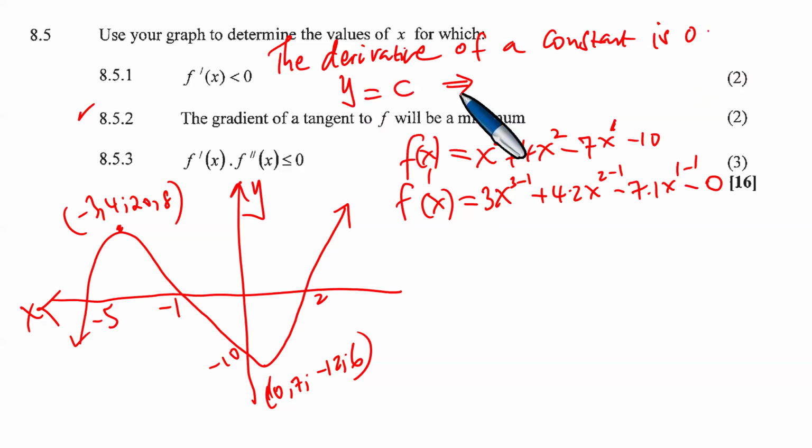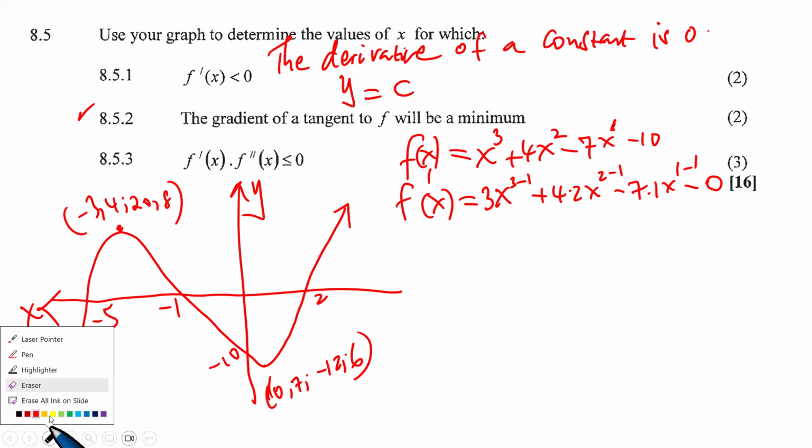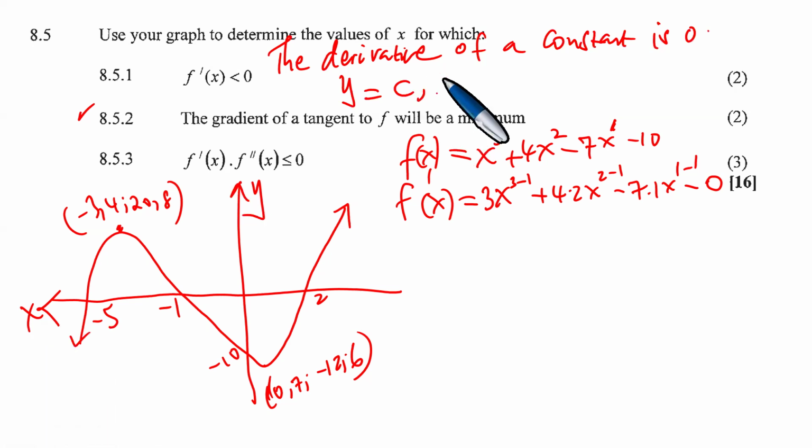Y equals a constant. Y equals C, a constant, has certain mathematical implications. So y equals C, a constant.